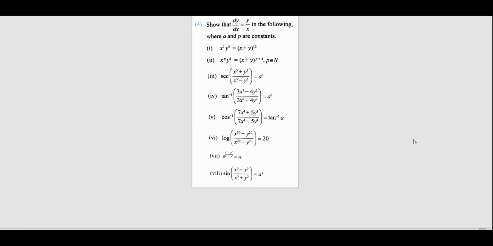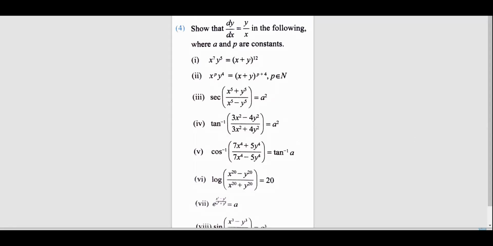Now see here, this is question number 4. Now in this question, this is all question of one simple type. Let's start with this question. What does it say? Very interesting questions these all are. It says show that dy by dx equals to y upon x in the following, where a and p are constants. So wherever you see in a question letter a, you will take it as a constant, and letter p is also a constant.